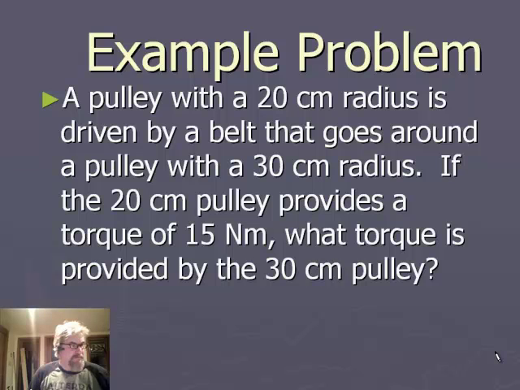A belt and pulley problem. We have a pulley with a 20 centimeter radius, driven by a belt that goes around another pulley with a 30 centimeter radius. We know the torque on the 20 centimeter pulley, that's the one that's driving it, and the question is, what's the torque on the 30 centimeter pulley?